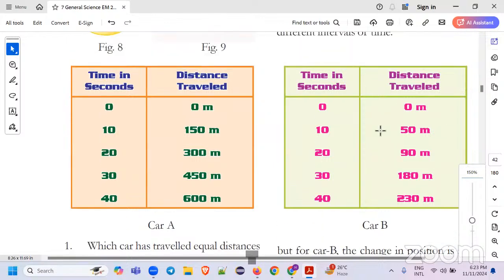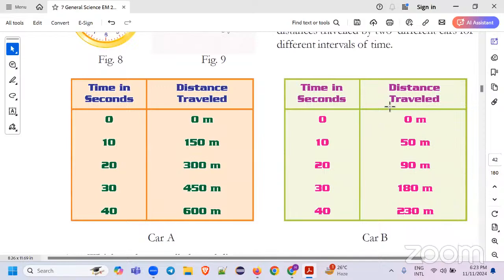Now look at another table. At 0 seconds, it has traveled 0 meters. When there is no time at all, how can the object move? Motion is based on time. If time is passing, the object may or may not be displaced. If it is displaced, we say how many meters or kilometers it has moved.